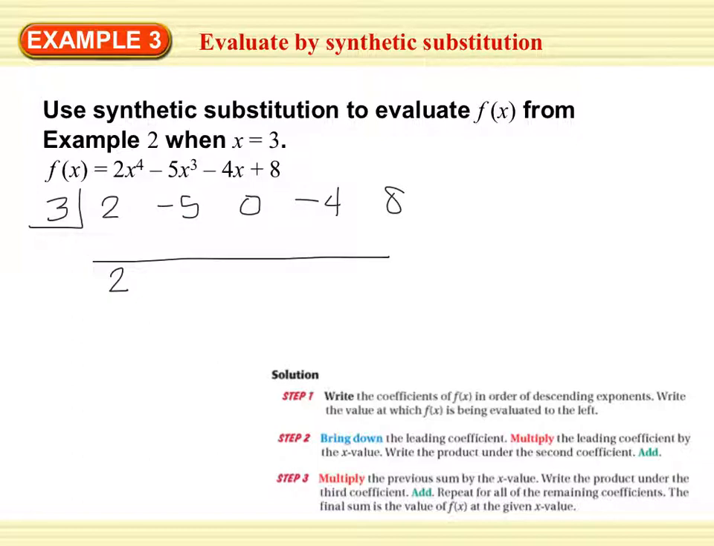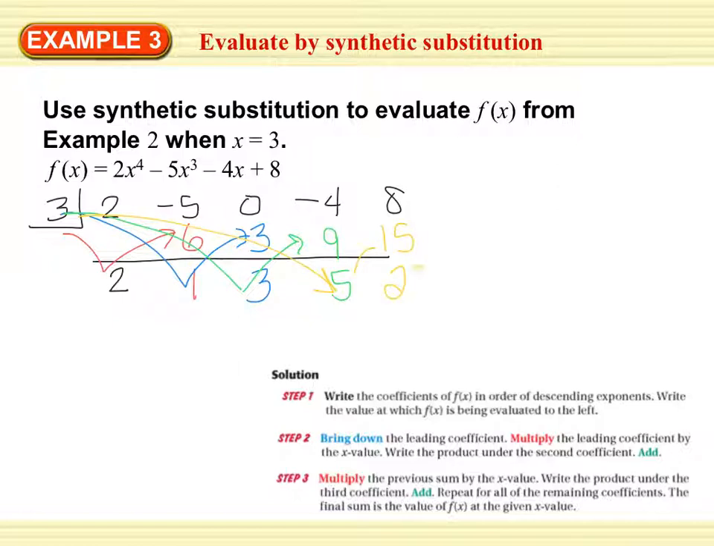So multiply. 3 times 2 is 6, and I'm going to add. Negative 5 plus 6 is a 1. So I just did 3 times 2 is 6. Now I'm going to go 3 times 1 is 3 and add. Following me? Let's see if I can get a different color here. Now I'm going to go 3 times 3 is 9 and add. 3 times 5 is 15 and add.